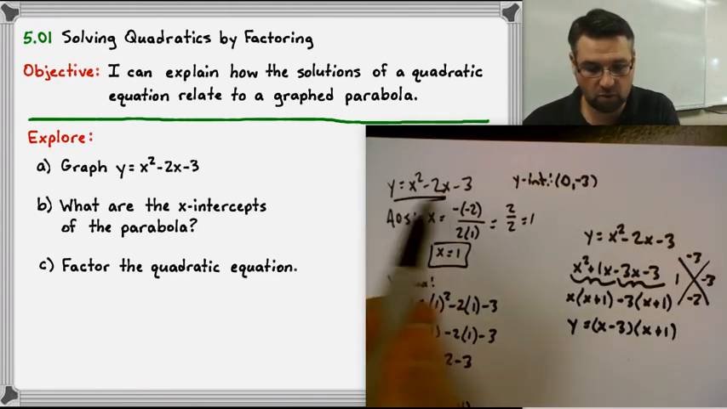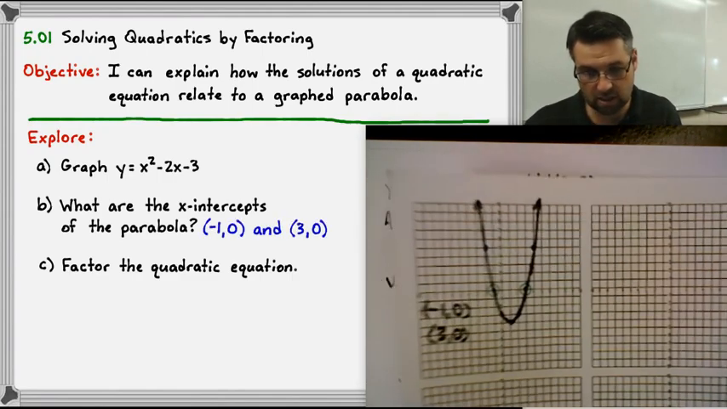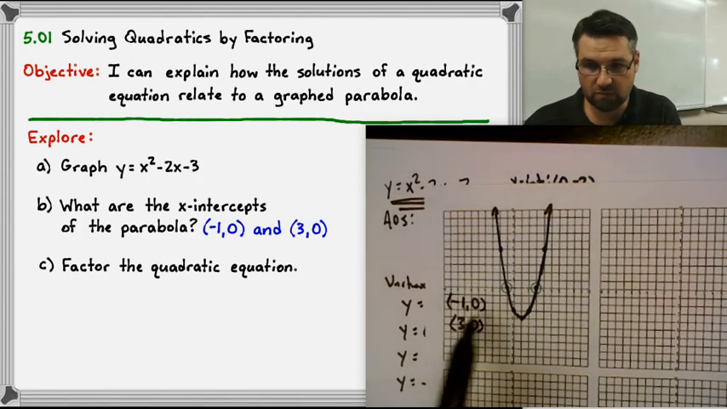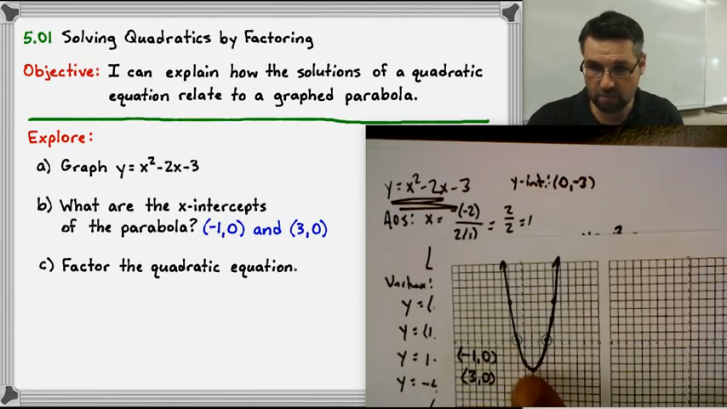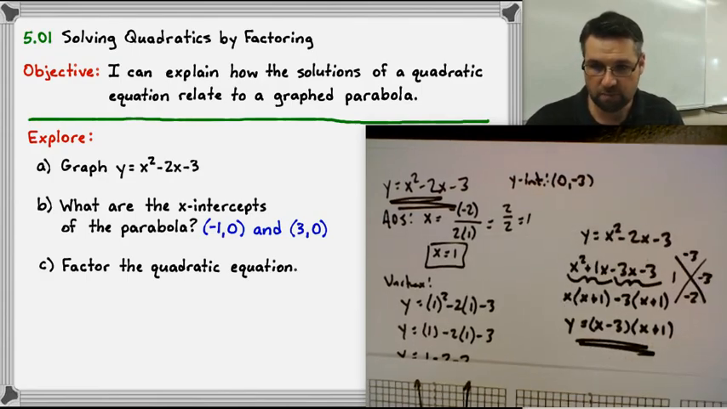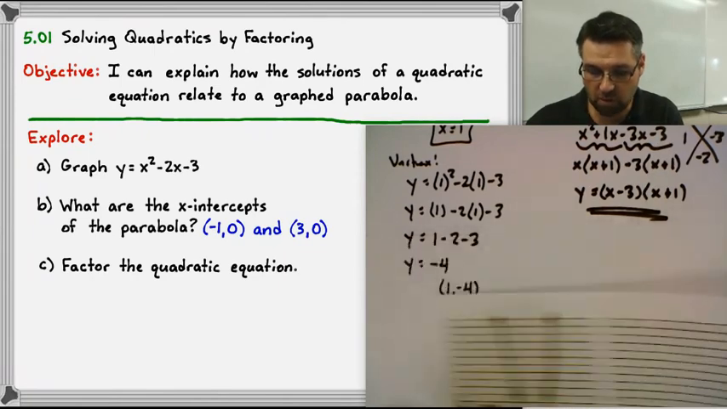So here was standard form. This is factored form. Okay. Now with that said, as we identify these things, you guys should be able to see, again, that our x-intercepts were negative 1, 0, and 3, 0. So I have that written down. And I have my graph here, and I have my factored form here. Well, what do we notice is a relationship? That's really what we're trying to get at here.